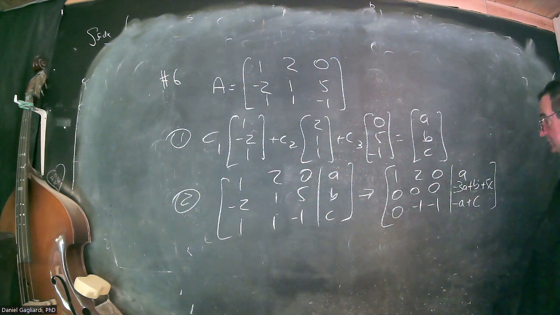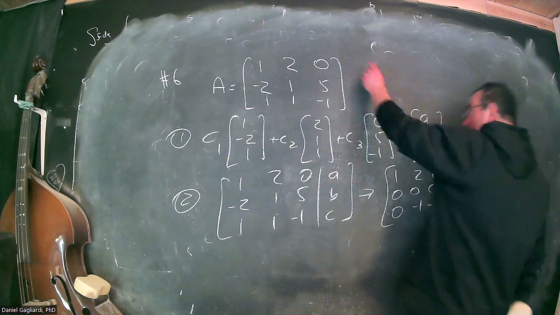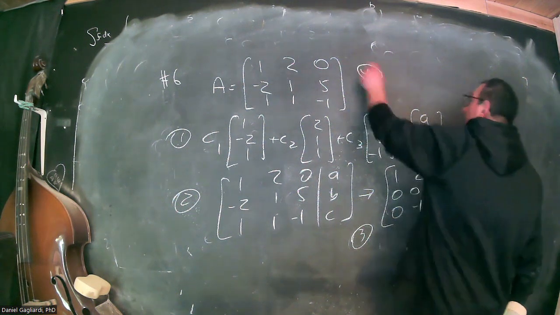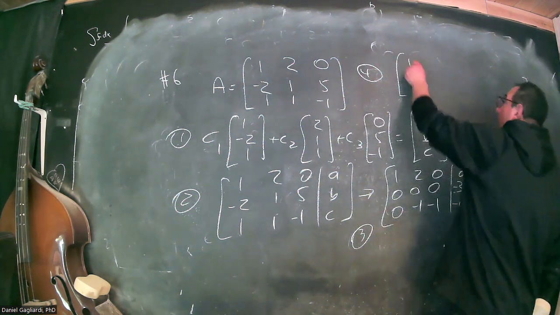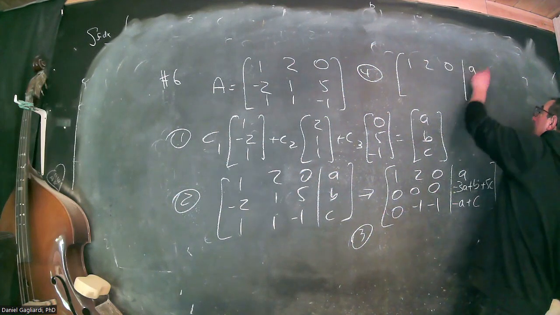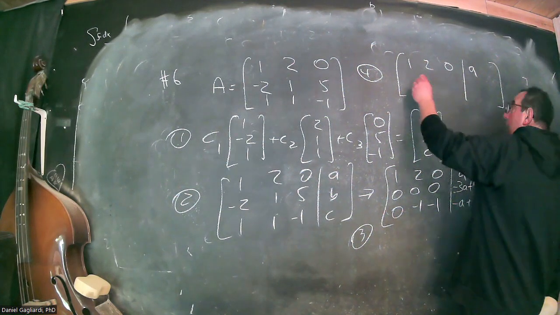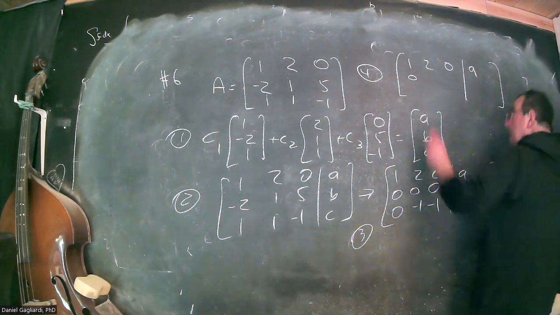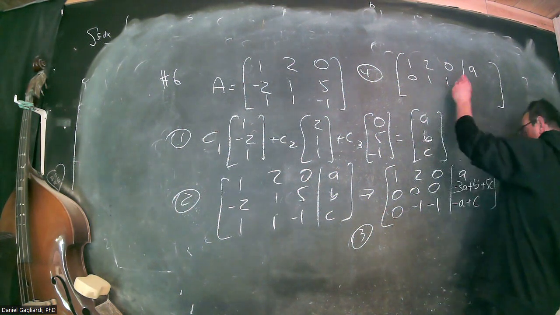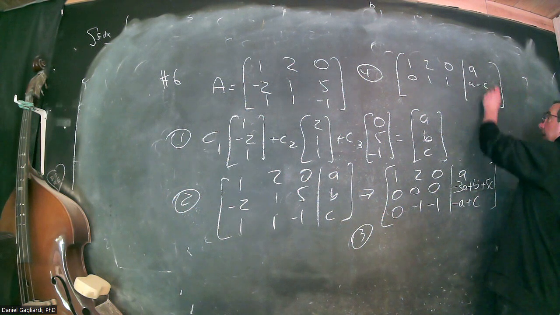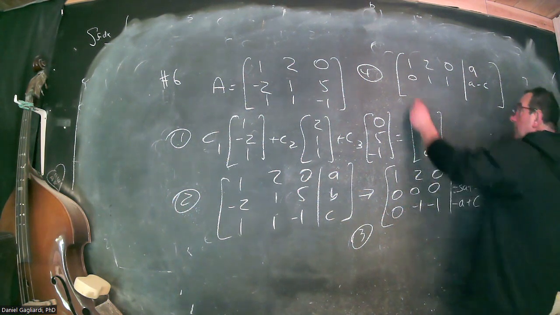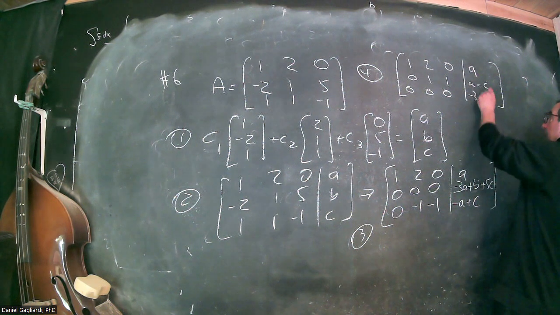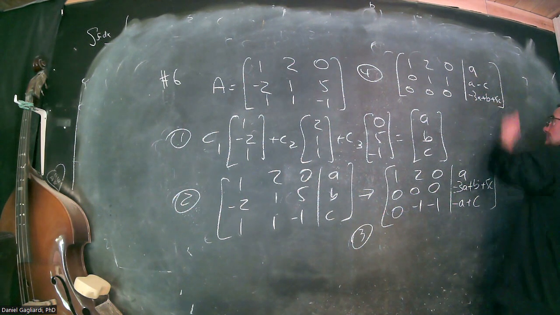Let's interchange rows 2 and 3. I'll do that up here. This is step 2, this is step 3. Step 4, we'll interchange, and we have 1, 2, 0, A up here. I'll multiply the third row by negative 1. So we have 0, 1, 1, and that gives me A minus C. And the third row will be 0, 0, 0, negative 3A plus B plus 5C.